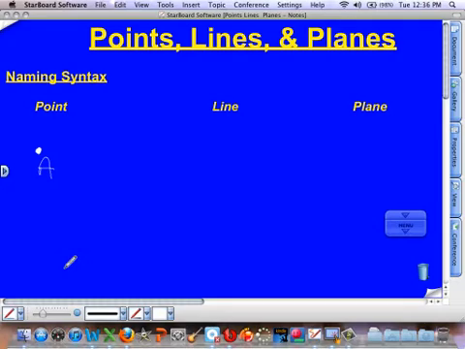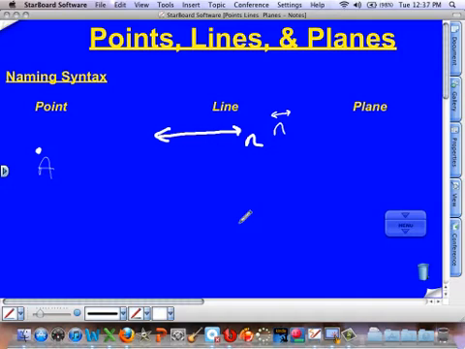Now lines are basically labeled one of two ways. One way is if you have a lowercase cursive letter. So we would call that line N. And we would represent that as N, with a double arrow line above it. So the way you would read that is line N.